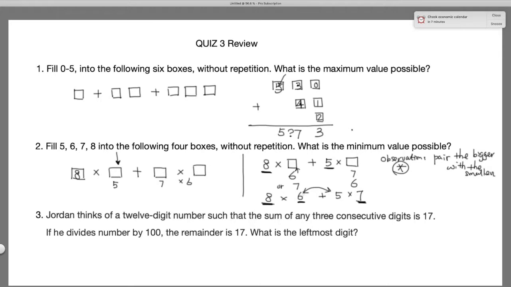Because if you can switch 5 and 6, because 8 is bigger than 7, I want to pair 8 with the smaller number, which is 5. So this, again, I can improve by doing 8 times 5 plus 6 times 7.